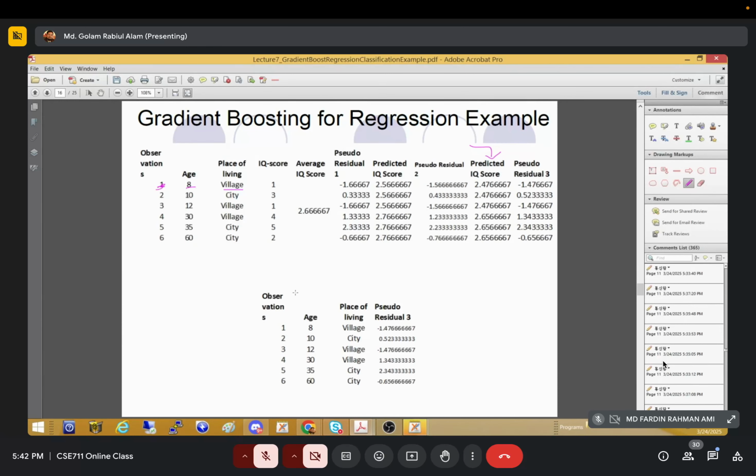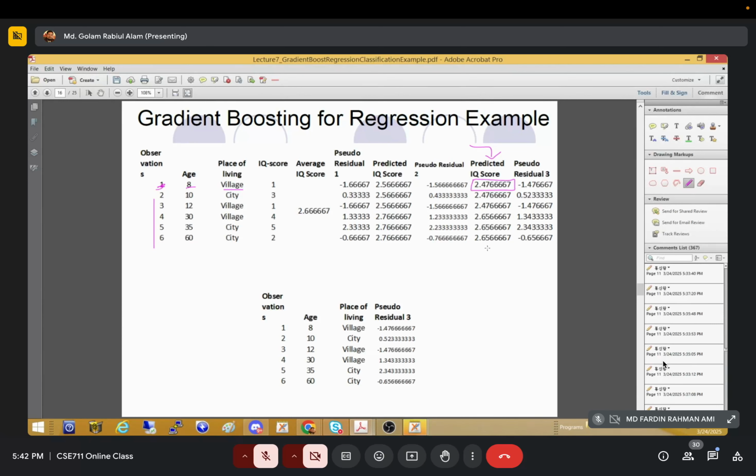So if we do the math, then we will get the value here: negative 2.47. Okay, 2.47. So similarly, we have to find out the predicted IQ score for other observations also.